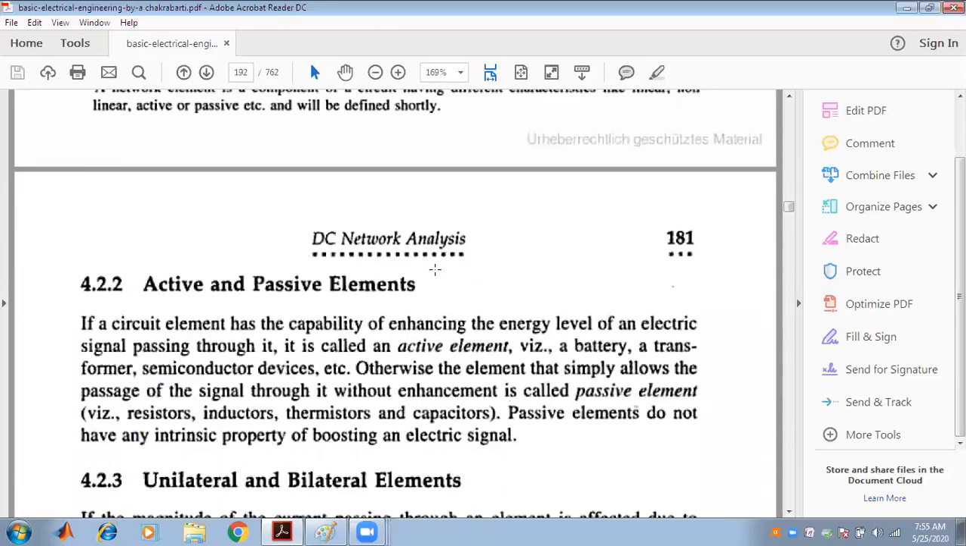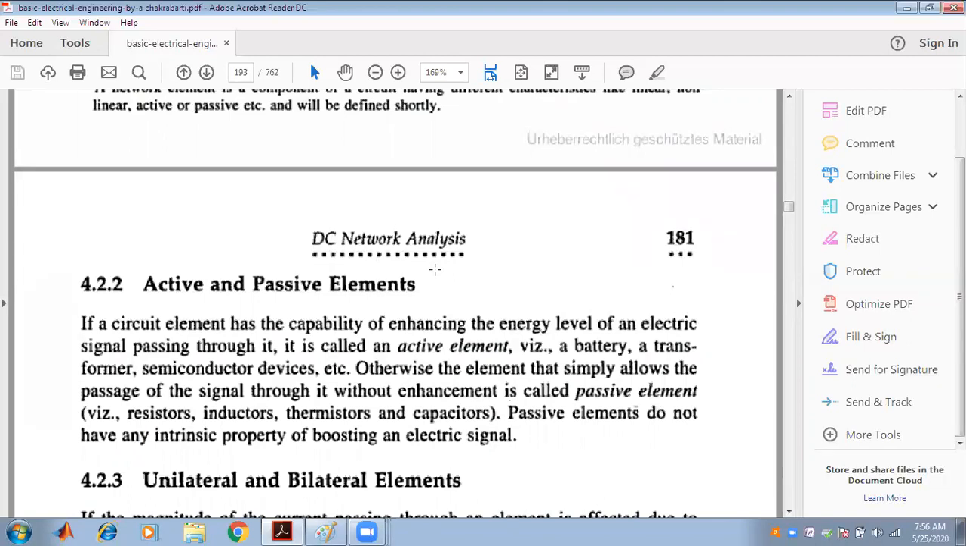Now the active and the passive elements. If a circuit element has the capability of enhancing the energy level of an electric signal passing through it, it is called an active element. That is a battery, a transformer, a semiconductor device, etc., which has the capability of enhancing the energy level. Otherwise, an element that simply allows the signal to pass through it without enhancing it is called a passive element.